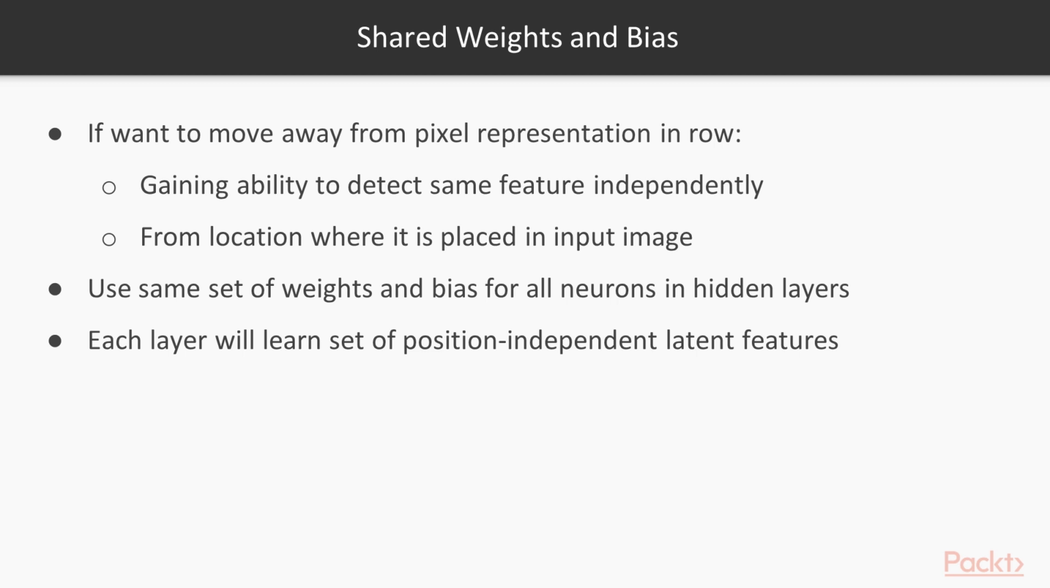Let's suppose that we want to move away from the pixel representation in a row by gaining the ability to detect the same feature independently from the location where it is placed in the input image. A simple intuition is to use the same set of weights and bias for all the neurons in the hidden layers. In this way, each layer will learn a set of position-independent latent features derived from the image.